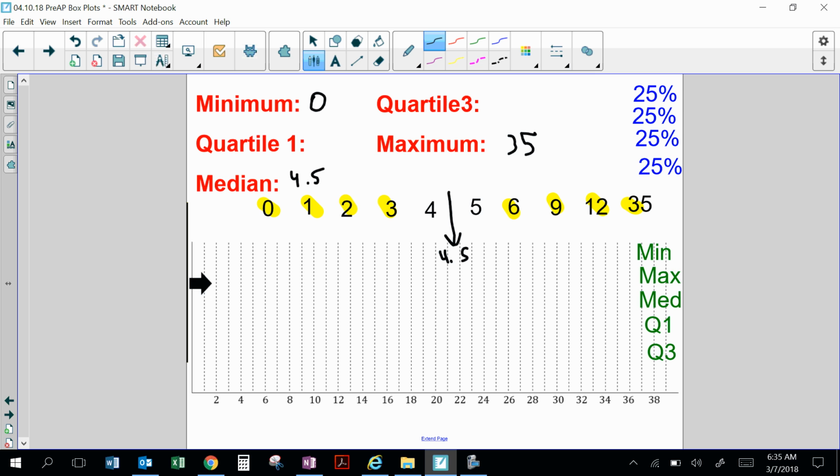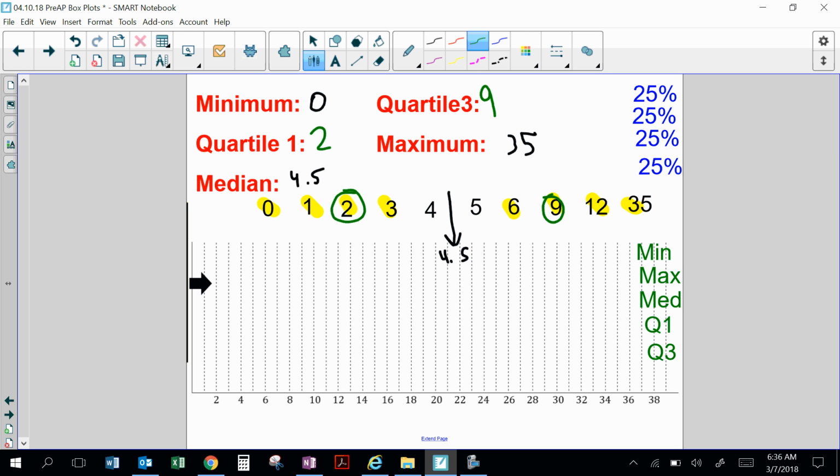So what numbers are in the lower half? 0, 1, 2, 3, and 4. Of these numbers, which one is quartile 1, or the median of the lower half, or the lower quartile? It is 2. The upper half is 5, 6, 9, 12, and 35. So what is quartile 3, the median of the upper half, or upper quartile? It is 9.